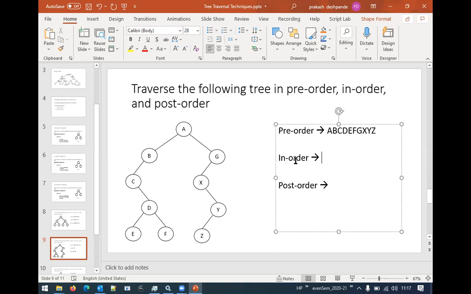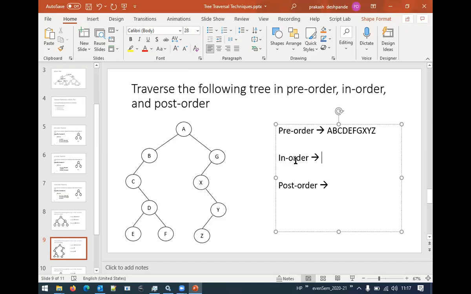In that again, B is the root. Before this B, we have taken care of everything. Again, the same proper technique is used wherein the root is kept in the middle. First we write the left side, then the middle, and then the right side. This approach is in order.